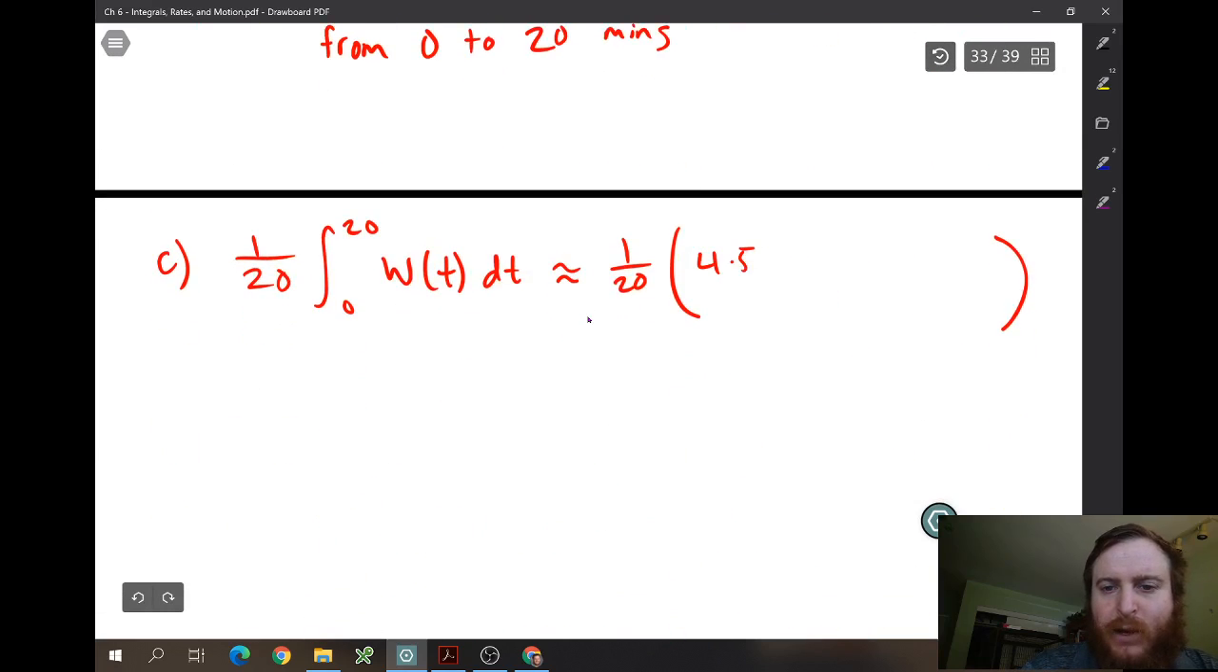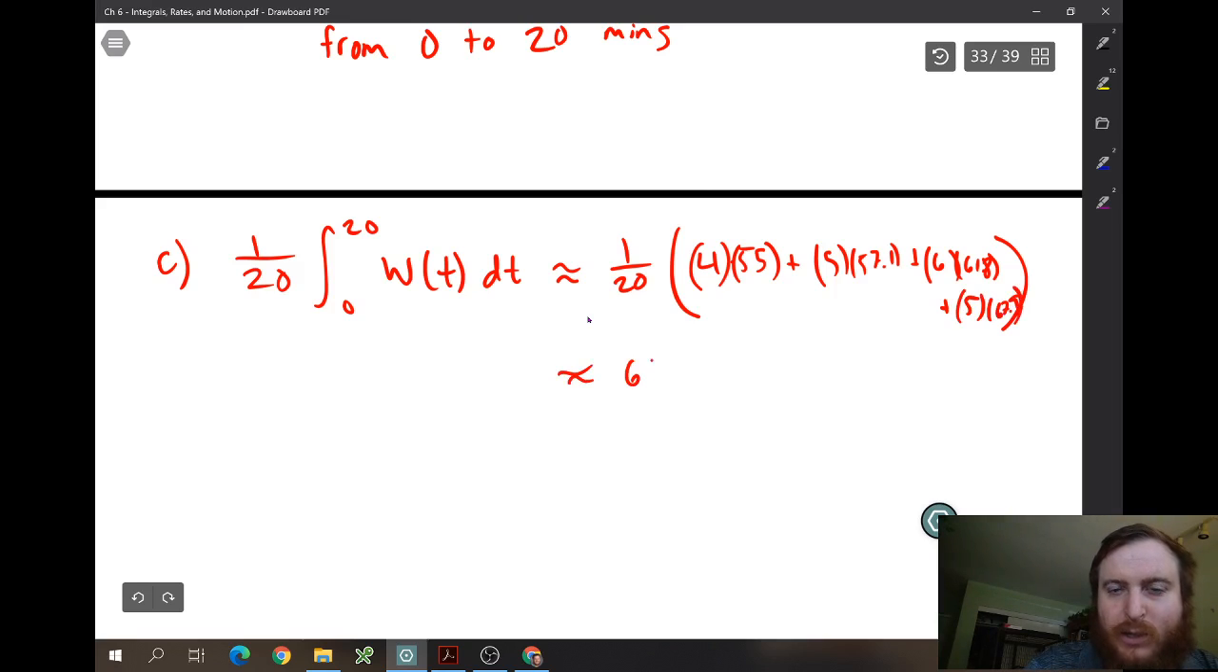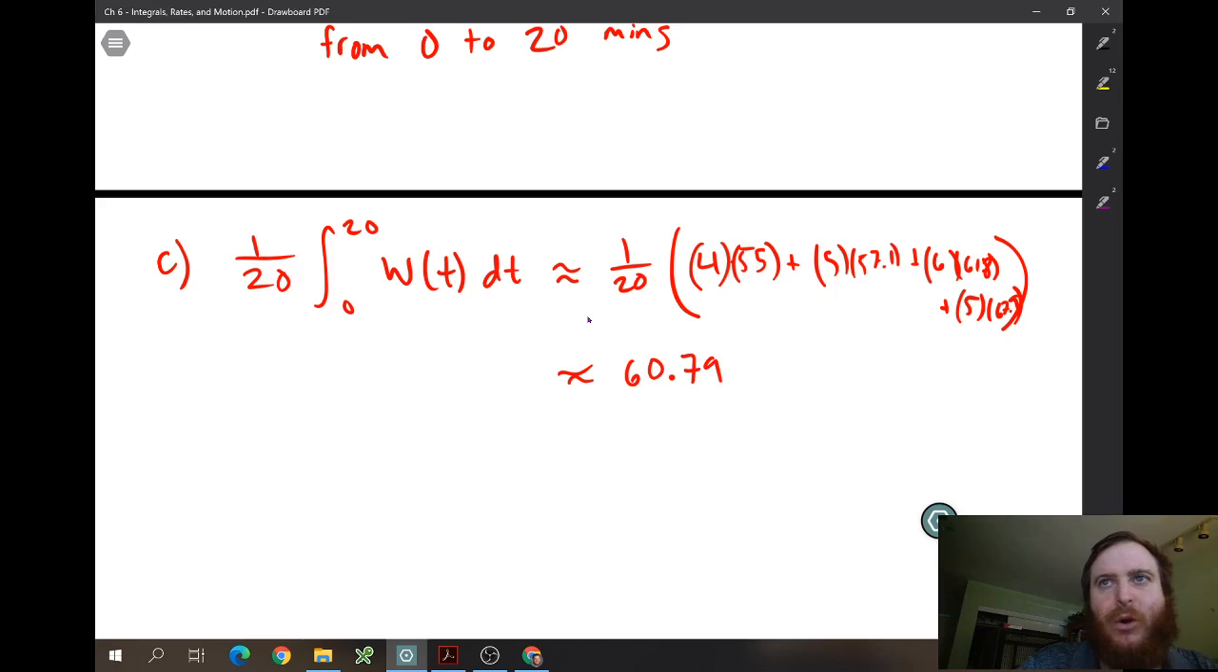4 times 55 plus 5 times 57.1 plus 6 times 61.8 plus 5 times 67.9. You plug it all into your calculator, and you will get 60.79. Okay, and the units are kind of weird. Don't even worry about the units because you're supposed to chop off a time. They didn't ask you for the units, so just kind of ignore them here.